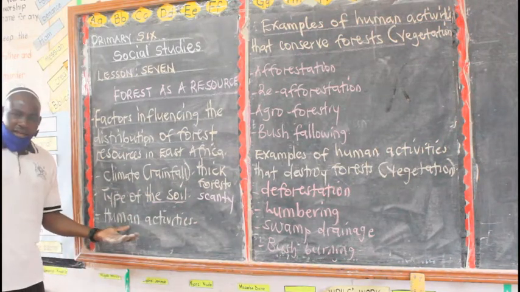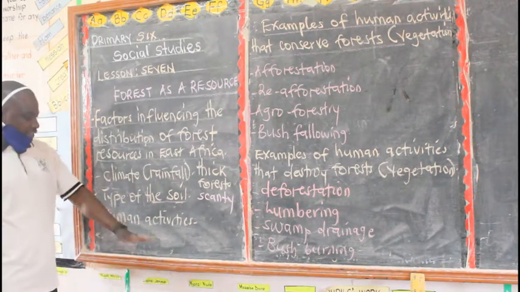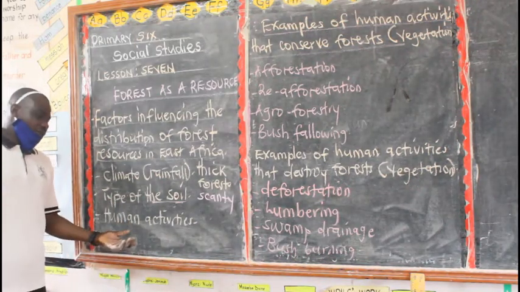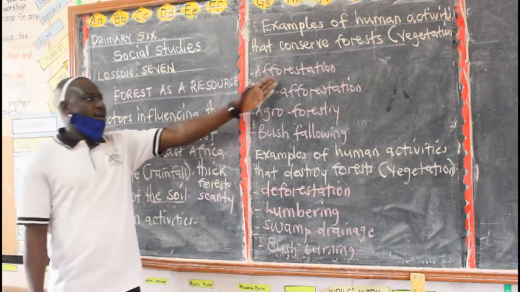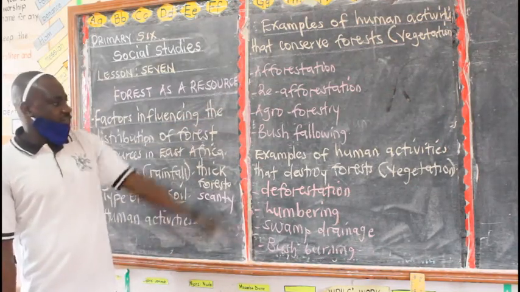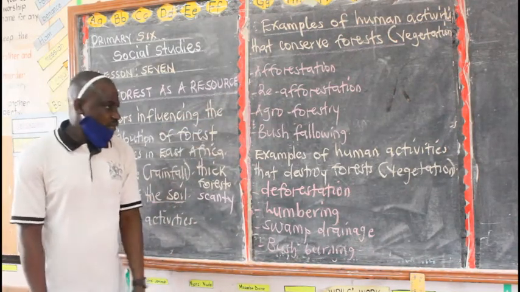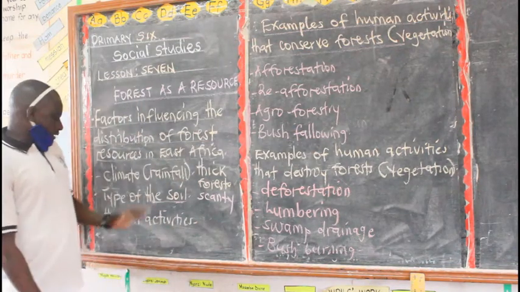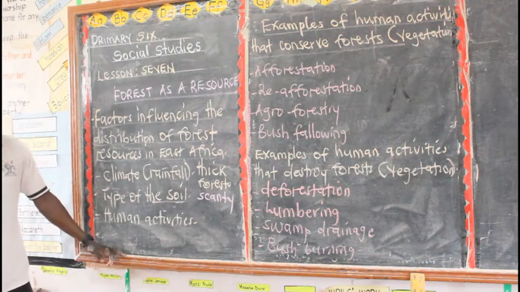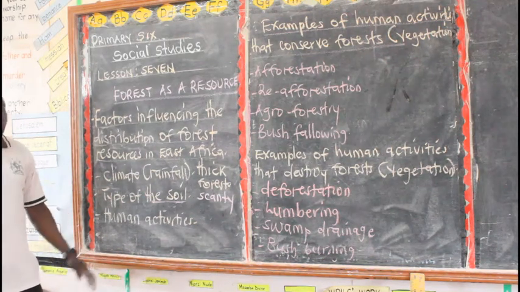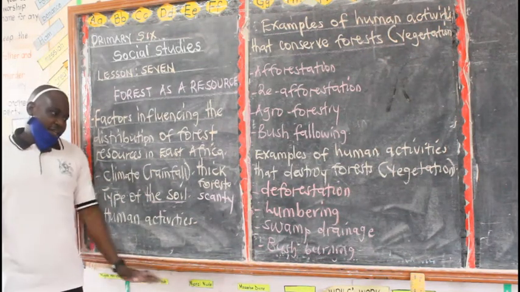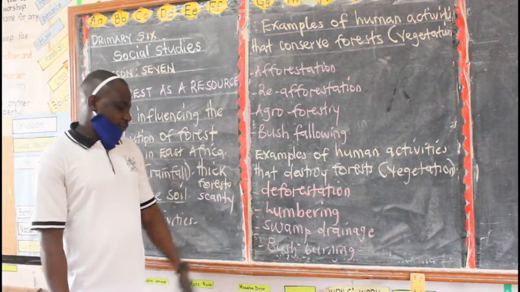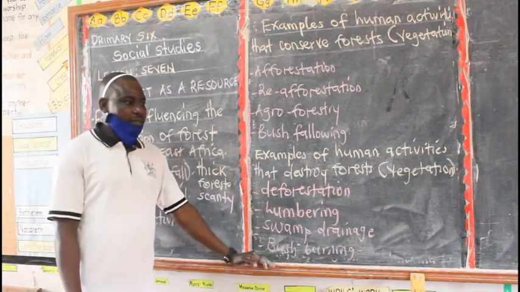Then under human activities, we see that we have some examples of human activities that can help in conserving the forest, like we talked of afforestation, reforestation, agroforestry, and also bush fallowing. Then we have some examples of human activities that can affect forest resources negatively, like deforestation, lumbering, swamp drainage, and also bush burning.